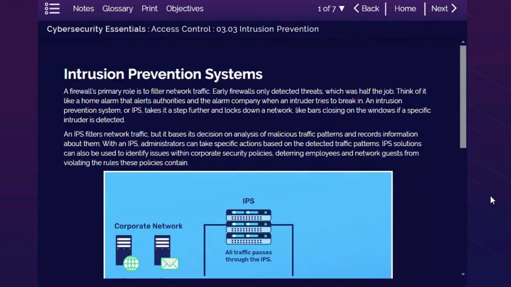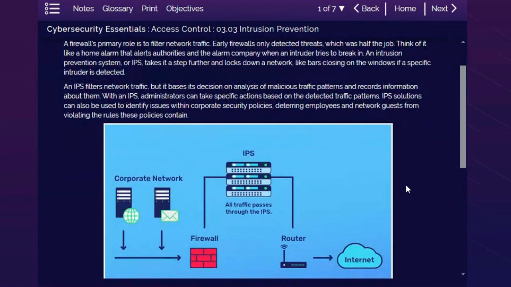Let's see, intrusion prevention lesson. Here we go. A firewall's primary role is to filter network traffic, right? Early firewalls only detected threats, which was half the job. Think of it like a home alarm that alerts authorities and the alarm company when an intruder tries to break in. Right? An intrusion prevention system, or IPS, takes it a step further and will lock down a network. Like the bars closing on the windows. If an intruder is detected, everything closes up.